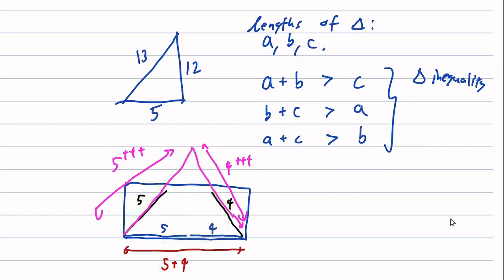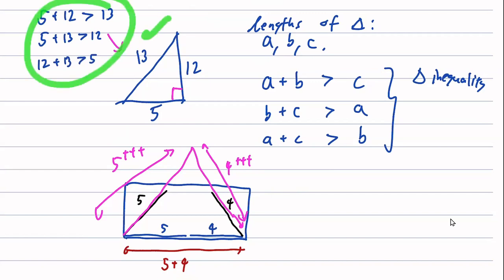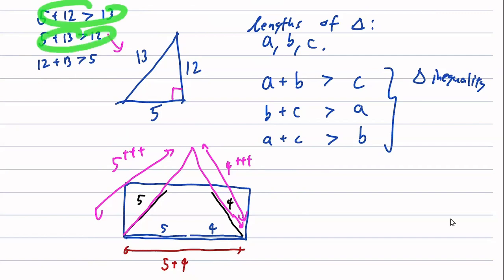This works for all triangles. So you can check with this triangle. This is a right angle triangle, by the way. 5 plus 12, is it bigger than 13? 5 plus 13, is it bigger than 12? 12 plus 13, is it bigger than 5? All true, right? If you don't satisfy any of these inequalities, the triangle will be impossible. You cannot construct the triangle. Okay, this is called triangle inequality.